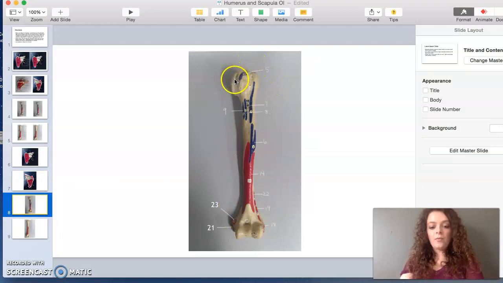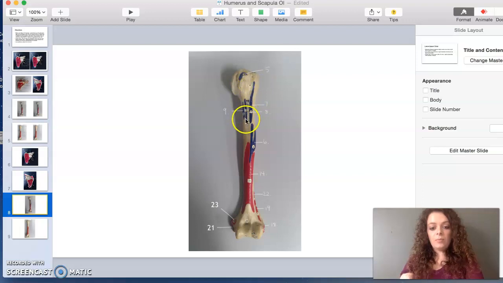And now beginning with the anterior aspect of the humerus. We're going to be beginning with the insertions. At number 5, we are going to have the insertion for the subscapularis. At number 7, we are going to have the insertion of the pectoralis major.